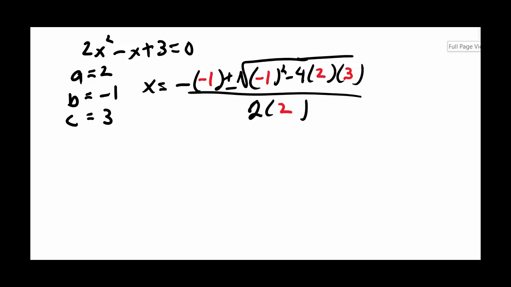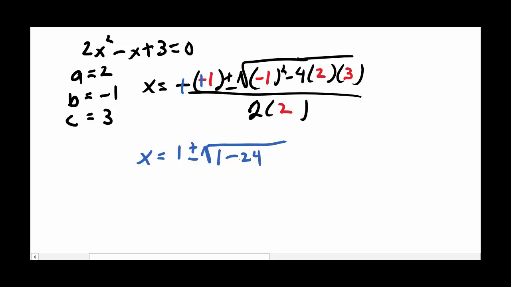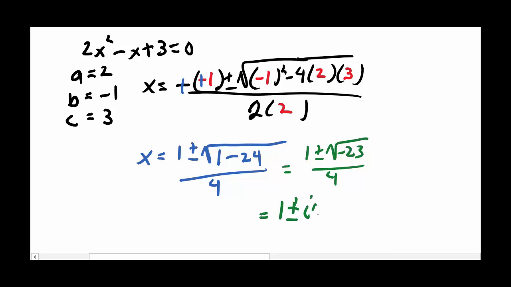Okay, so for starters, those negatives make it a positive, so I get 1 plus or minus the square root of 1 minus, I need 4 times 2 times 3. Well, 2 times 3 is 6, so that's actually 24 there, all over 4. And inside the square root, I end up with negative 23 over 4, and that's fine. That's complex, so I know i is going to show up here. So I get 1 plus or minus i square root 23.